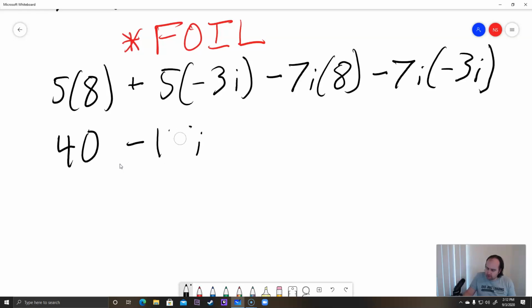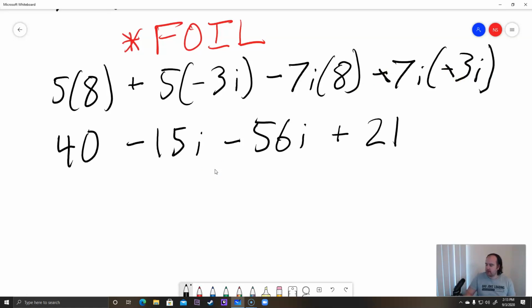For the third term, negative 7i times 8 is negative 56i. And then for the last term, we have 2 minuses, so those 2 minuses cancel out and give you a plus. And then 7 times 3 is 21, and i times i is i squared. Okay, so we actually have 21i squared as our last term.